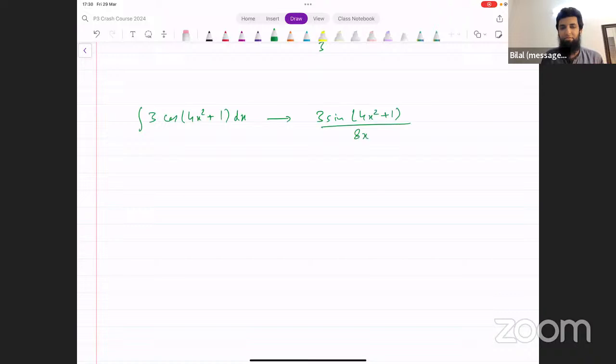But you said we cannot write x in the denominator, so this doesn't work, right? So we can't do this. This is not going to come.